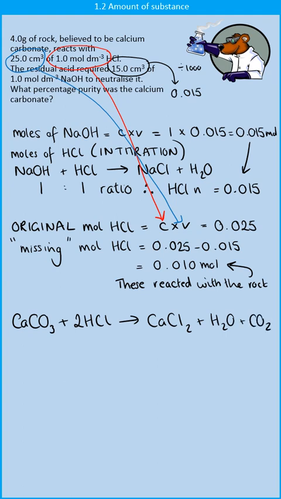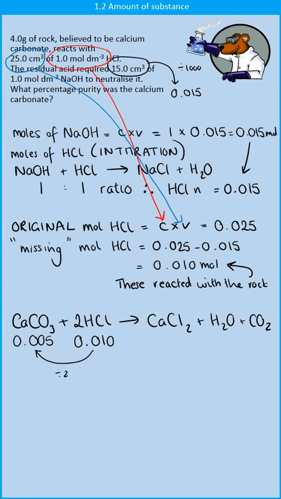So if I now write an equation for this, and they're probably not going to give you this equation in the exam, you are going to be expected to be able to write a simple equation for an acid reacting with a carbonate. We can see that they're in a 1-to-2 ratio, and my hydrochloric acid is my 2, so if I had 0.010 moles of that, then I must have started out with 0.005 moles of calcium carbonate.